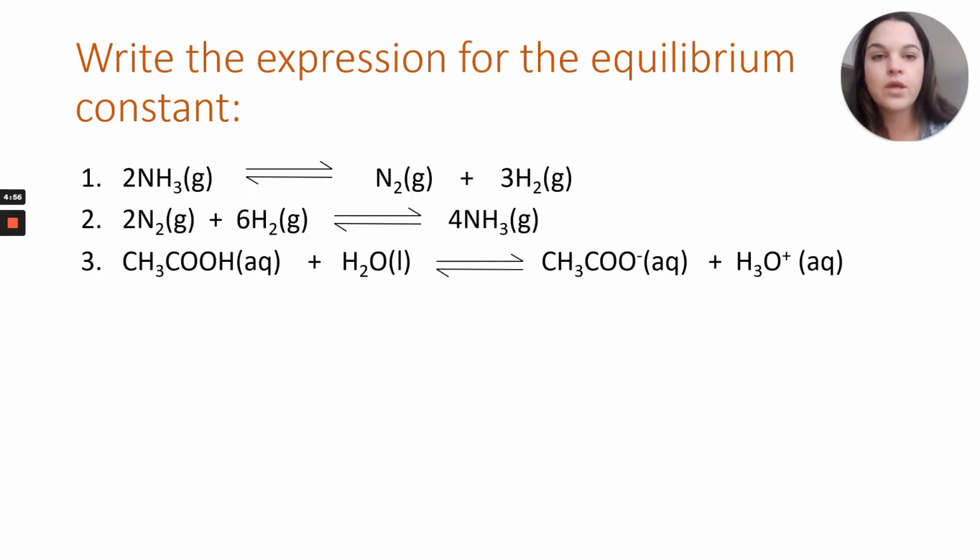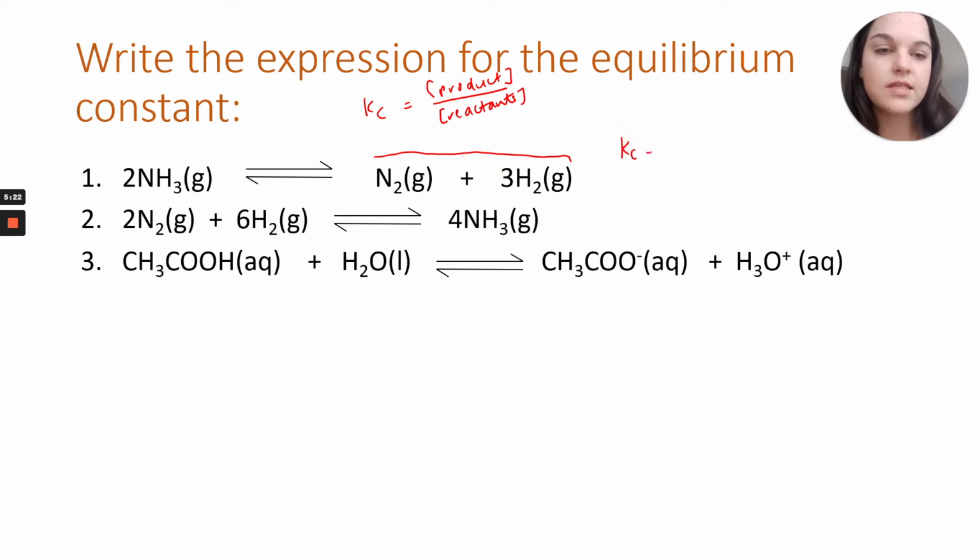So let's do some together so we can start to get quite good at this. I am going to put up here, just as a reminder, Kc is the product concentration divided by the reactants concentration. Always products over reactants. So here are the products of this reaction. What I'm going to have is Kc is equal to the concentration of N2.